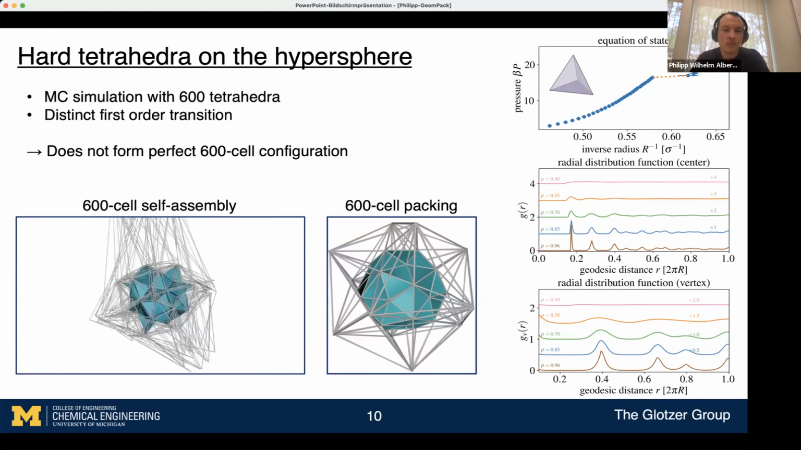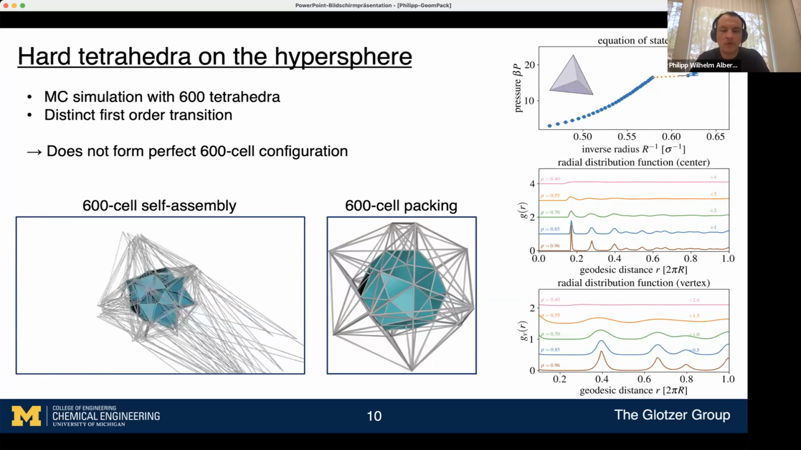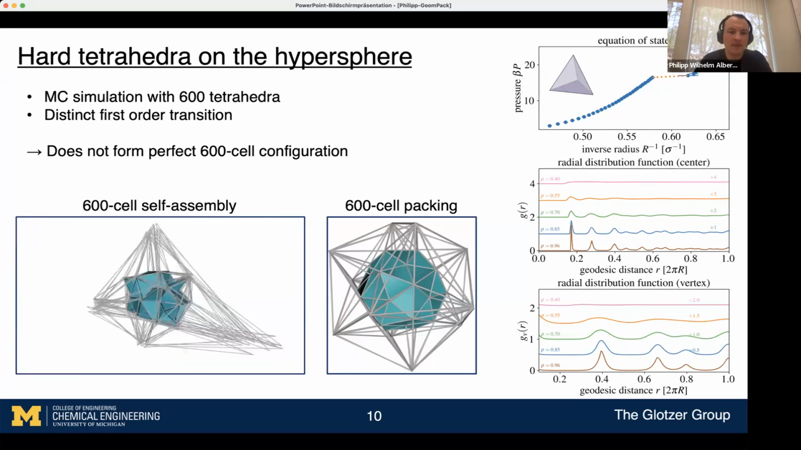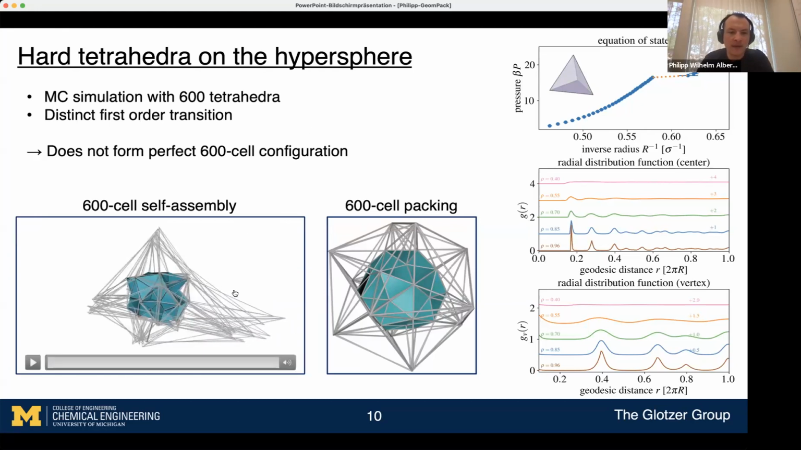But when you try to compress it to the highest density, what you can see is that it's not perfect. There are still some mismatches, and the faces are not aligning perfectly. You can also see this in the radial distribution function, where the peaks are not really narrow, so they are quite wide, especially when you look at the radial distribution function according to the vertex positions of the particles.